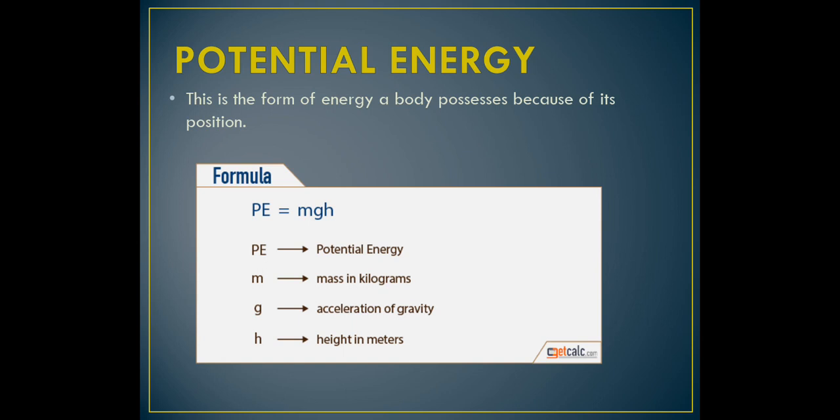For this, the m stands for mass in kilograms, while the g is acceleration due to gravity, and it's always 10 meters per second squared. Now h stands for height in meters.